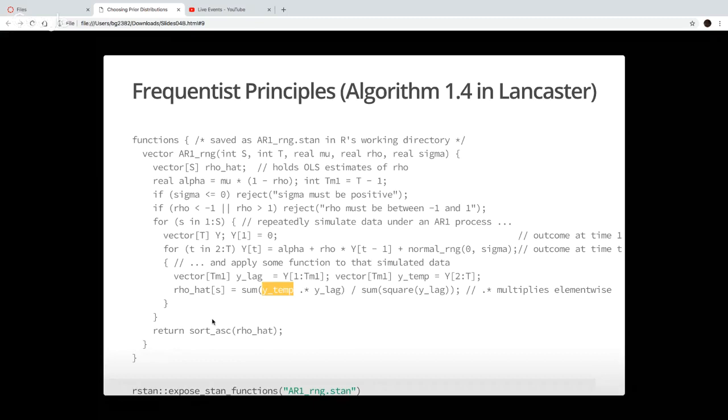When that loop completes, I can return the point estimates I've obtained by repeatedly simulating data under a known AR1 process, because I know the parameters, because I passed them into the function, and executing my OLS estimator. Now I'm in a position to evaluate how good that estimator is given known parameters. So, questions about what this function does, which uses Stan syntax but evaluates a frequentist point estimator, the OLS estimator of a regression coefficient in an AR1 model?